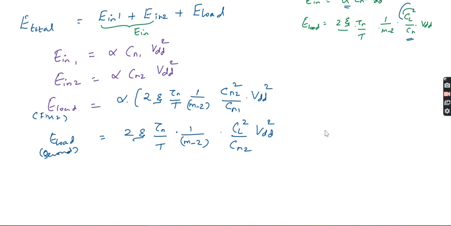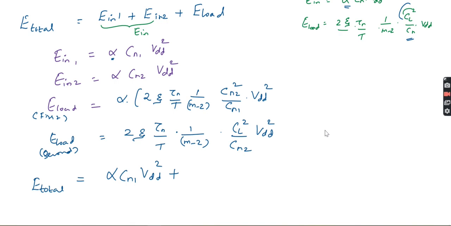Now what we need to do? We need to substitute the things over there for the first and second. So let me write down E total. Now let us write E total. E total will be equal to alpha Cn1 VDD square plus the output of the first stage, because here alpha we took. We are not writing it completely, because here itself in E in 1 alpha is there. Alpha into that. So E in will be like this. So I took generalized, I'm writing.